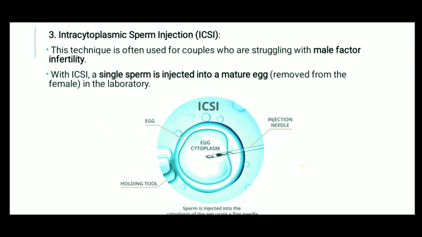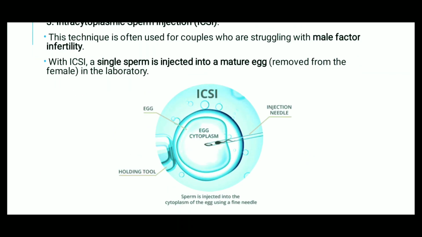Here in this particular case, you will be able to notice an egg and its cytoplasm is labeled. The sperm, which is very motile and very healthy in nature, has been selected, and that has to be injected by the injection needle directly into the cytoplasm of the egg. The egg at that particular time is held by a holding tool. Then it gets injected into the cytoplasm of the egg using a fine needle to get fertilized.